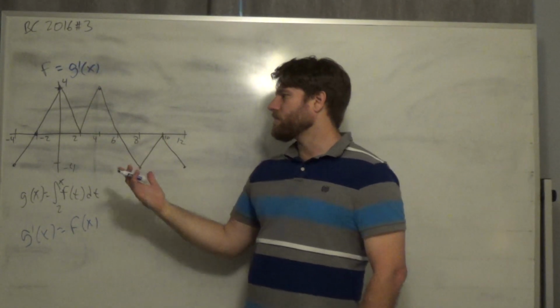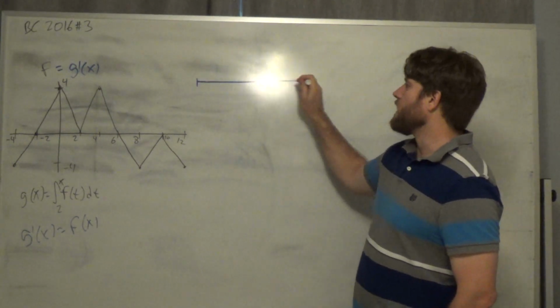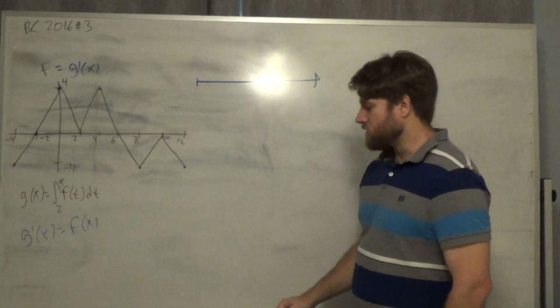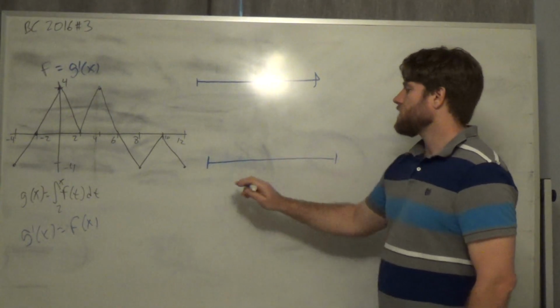And because this is the graph of G prime, we're going to make a sign chart of G. So this is G prime. I just wrote directly through the glare. I'm going to rewrite it down here. Sorry about that. So this is G prime.